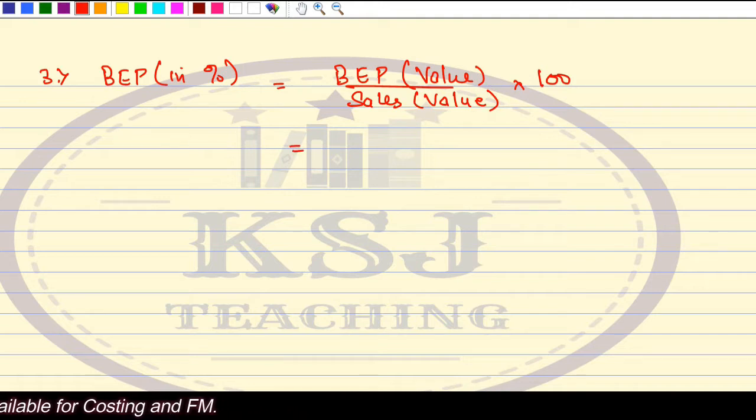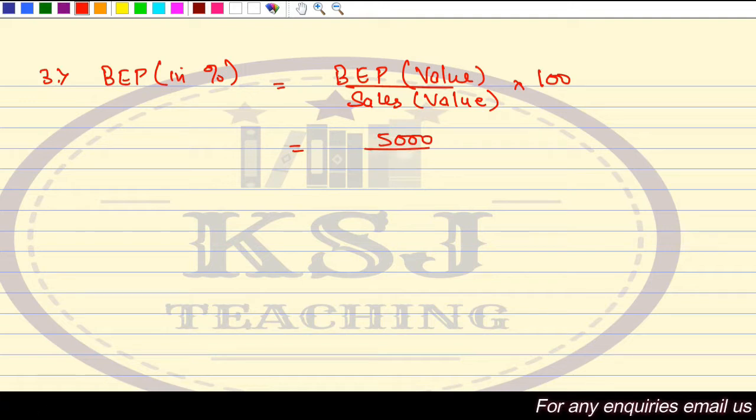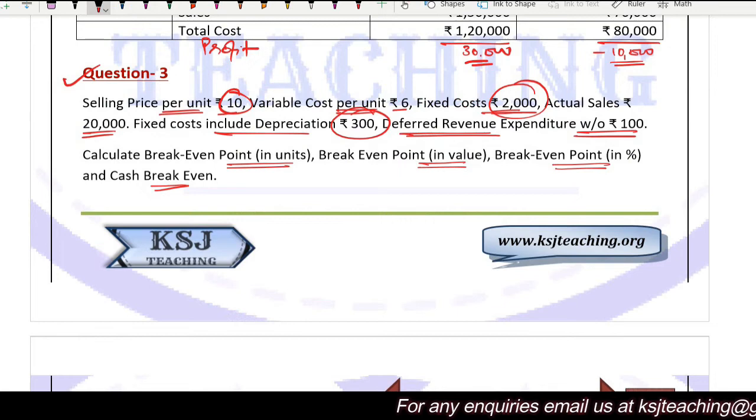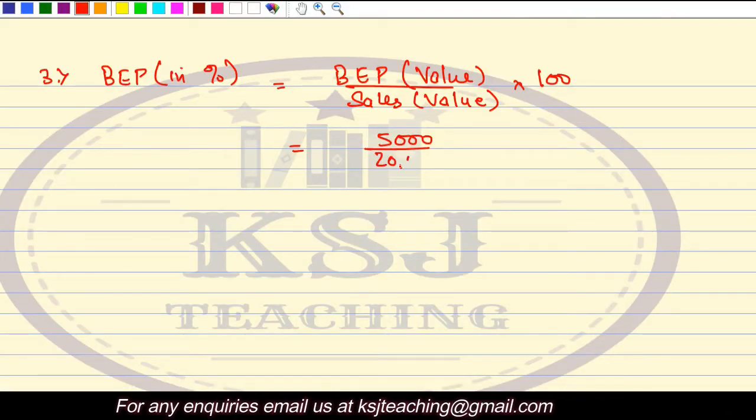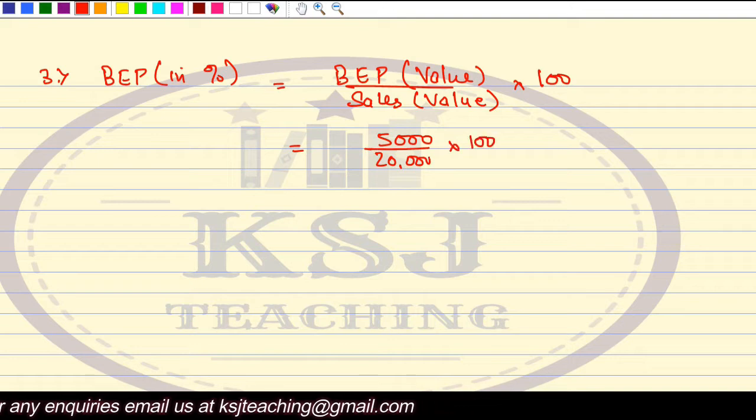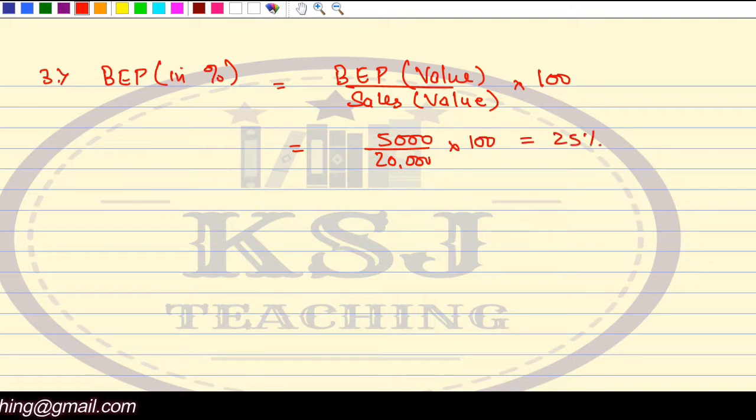So break-even point in value we have just calculated as 5,000, and the sales are given in the question. Value sales is 20,000 rupees. So 5,000 divided by 20,000 multiplied by 100. So this comes out to 25%, right? So you can do it by the units also, no issues.